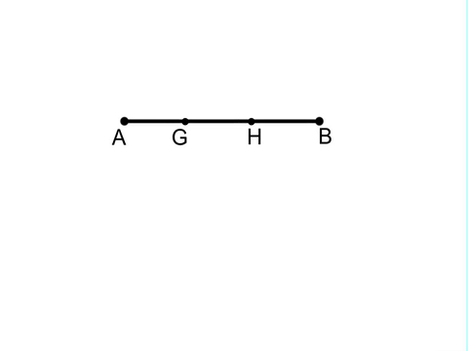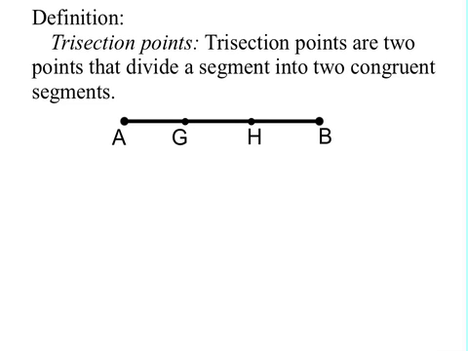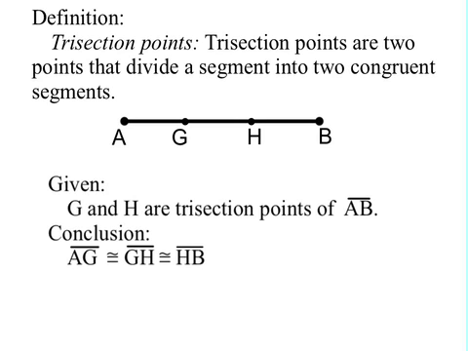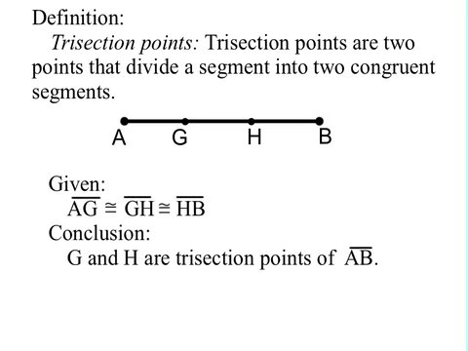Now you have the same segment, and it looks like this segment has been divided into three congruent segments by points G and H. Another definition: trisection points. Trisection points are two points that divide a segment into three congruent segments. So if we're given that G and H are the trisection points, we can conclude that segment AG is congruent to GH, which is also congruent to HB. And then, because the definition is reversible, if we're given that those three segments are congruent, then we're allowed to conclude that G and H are trisection points of segment AB.